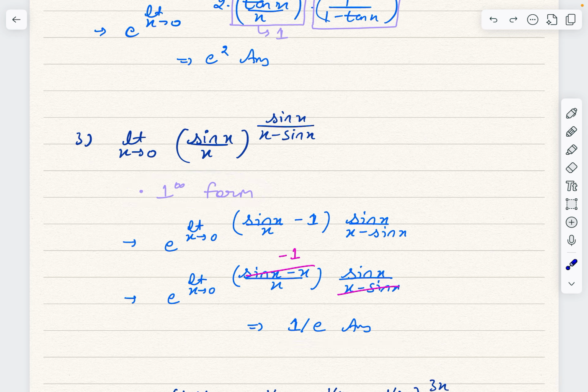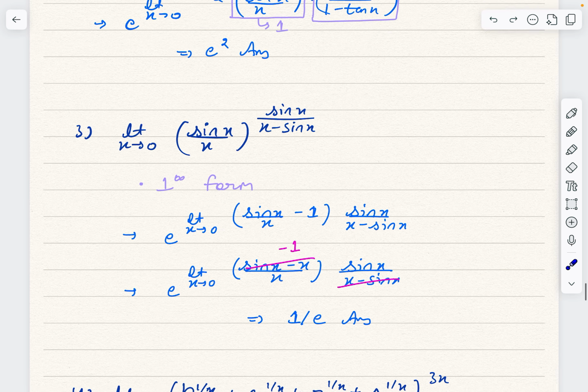You can write this thing as, again, e power limit x tend to 0 of (f(x) minus 1) into g(x). When you take LCM, here you get (sin x minus x) by x. Here, sin x by x minus sin x. So this sin x minus x minus sin x get cancelled out, you get minus 1. Sin x by x will become 1. So it will just become e power minus 1, which will be 1 by e. I hope it is clear, guys. Next problem.